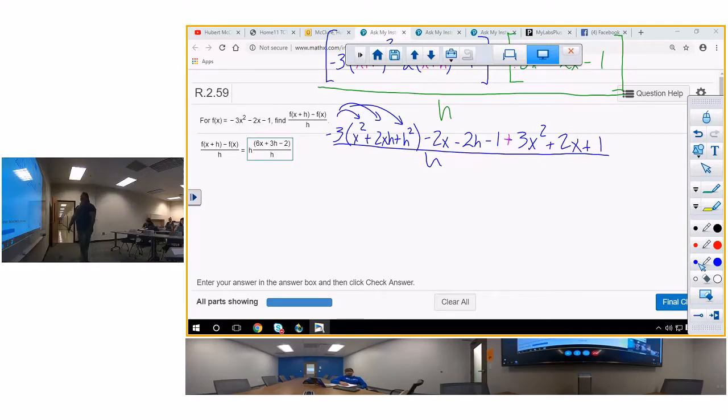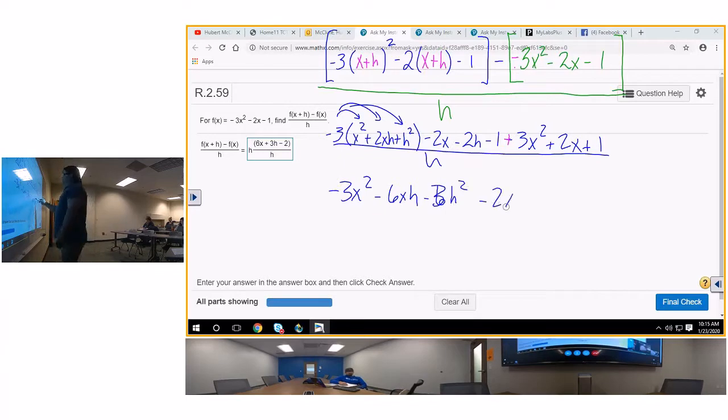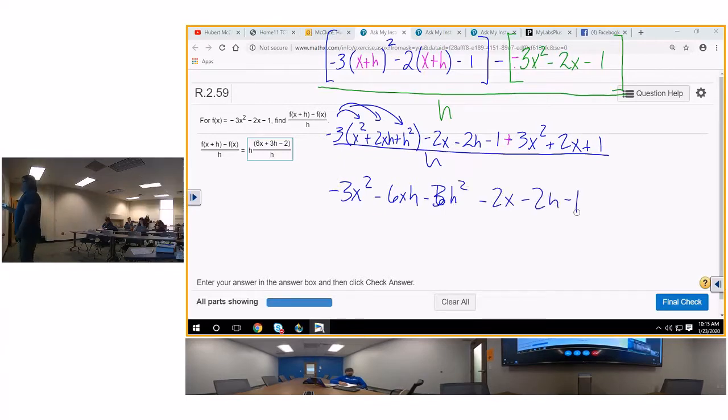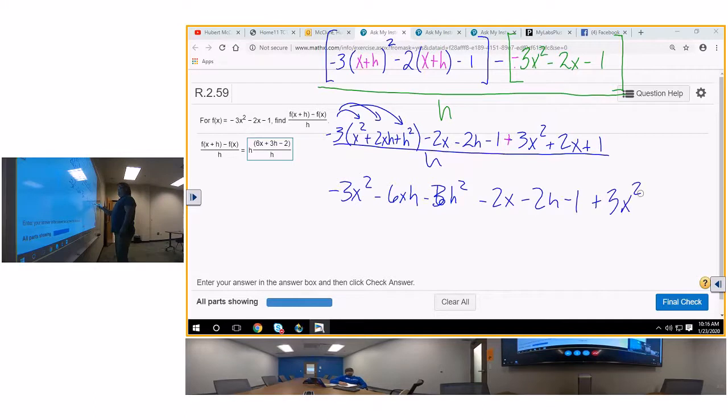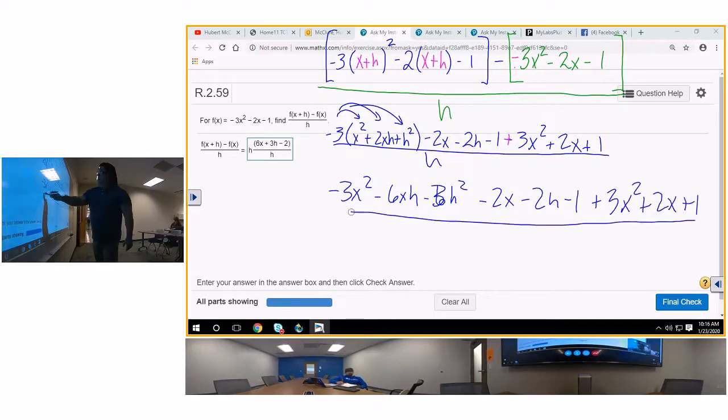All right, so here we go. We're gonna take -3x squared minus 6xh minus 3h squared minus 2x minus 2h minus 1 plus 3x squared plus 2x plus 1.